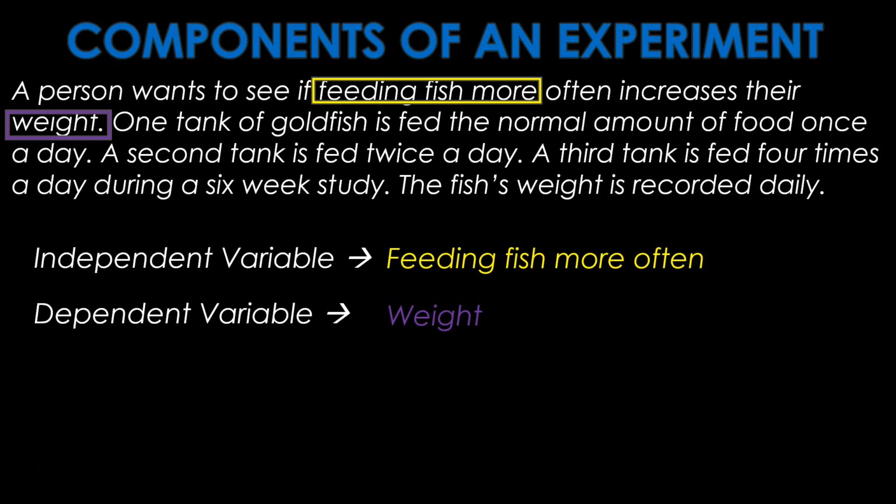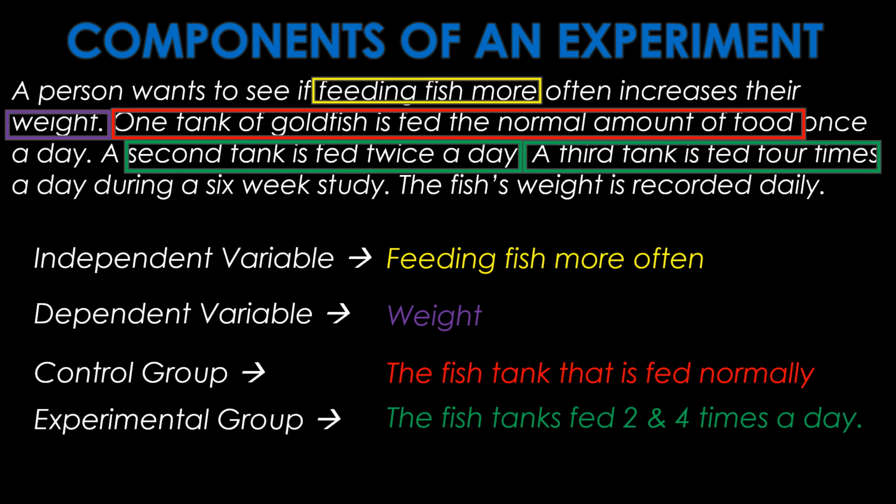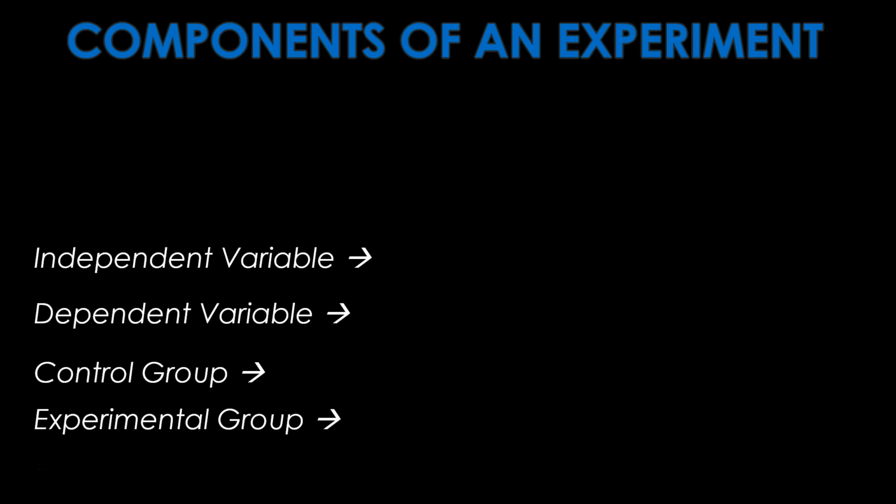Now, which group is not given the experimental treatment? Well, that would be the group that's fed a normal amount of food once a day. Okay? That's the control group, the tank that's fed the normal amount. Now, what about the experimental group? Well, there's several of them. It's the tanks that are fed 2 and 4 times a day. That's what the person's experimenting with. Okay? Let's do one more.